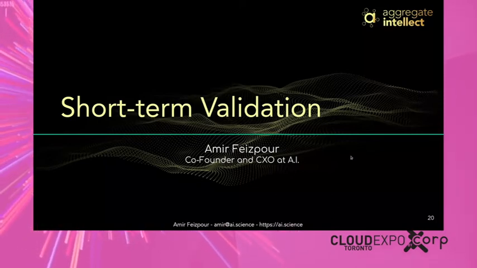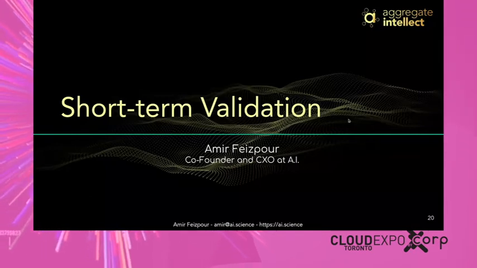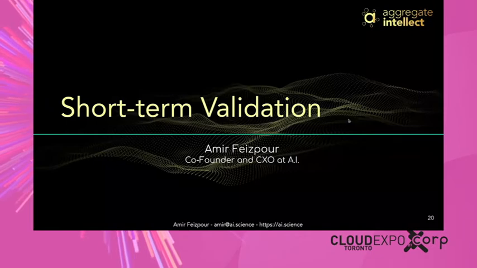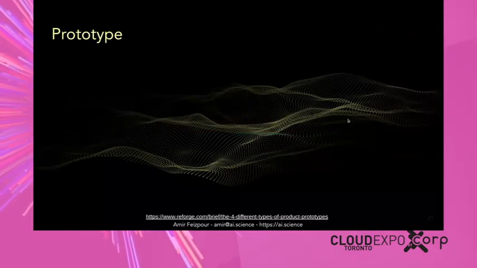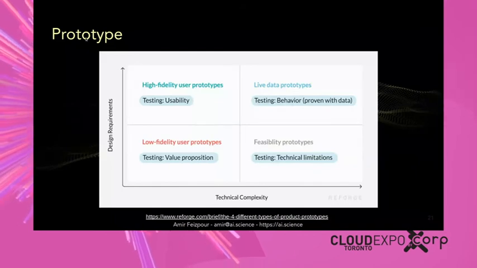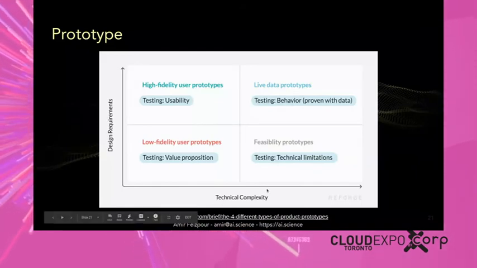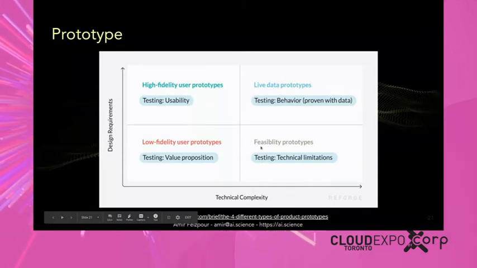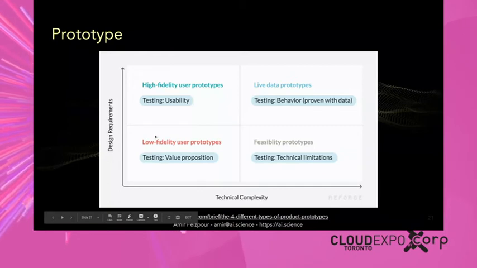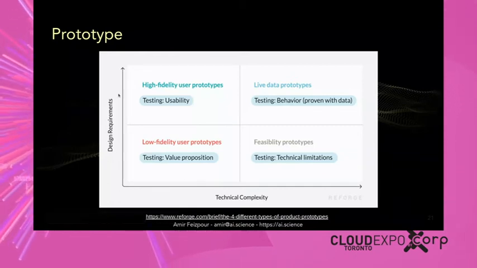So next stage, after hopefully so far you have identified what problem you should work on, and you de-risked it as much as possible, you're going to move on to a short-term validation. For this, you have to do different types of prototypes, as I said. This is a very nice chart showing what kind of prototypes you can use, what kind of technical complexity they have, and what are the design requirements for them.